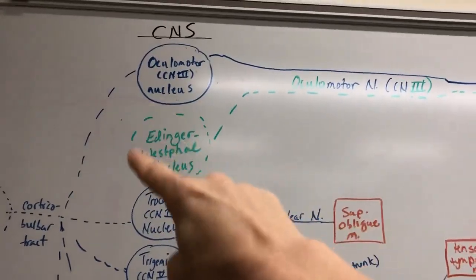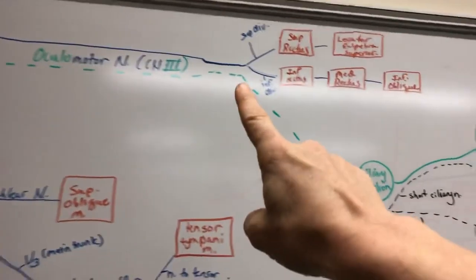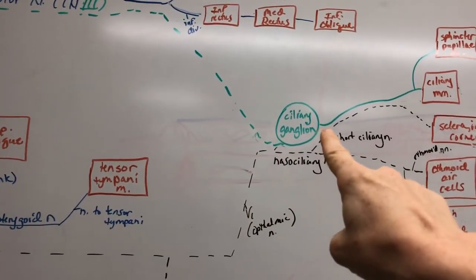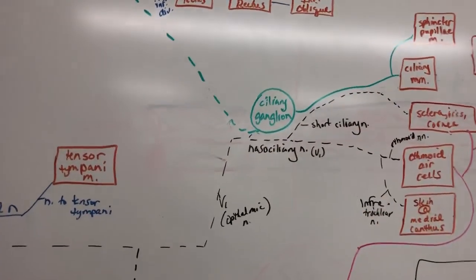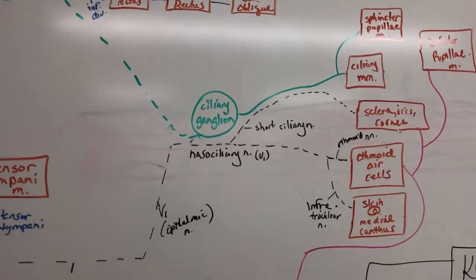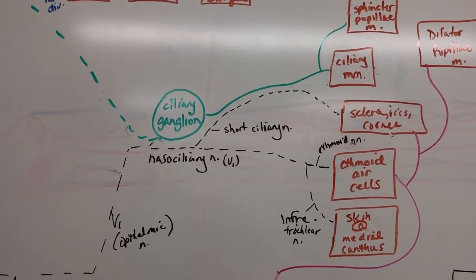From the Edinger-Westphal nucleus, we travel onto the oculomotor nerve, and then we pass from the oculomotor nerve over into the orbit to a ganglion that's suspended from branches of V1 called the ciliary ganglion. Notice there's a solid line here. We synapse on the ciliary ganglion and we head out on branches of V1, particular branches called short ciliary nerves.